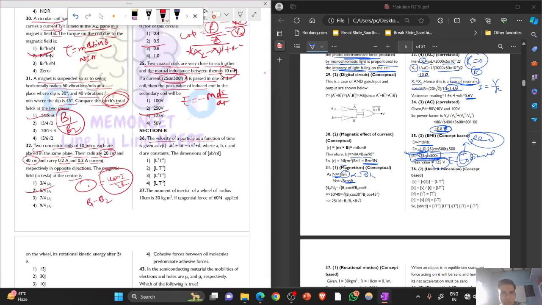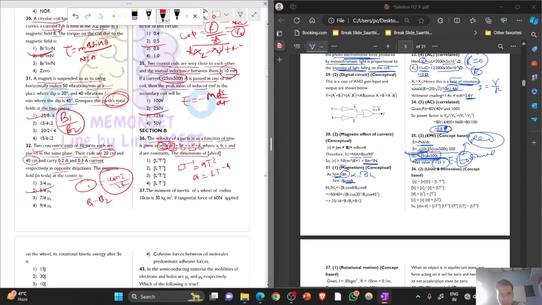Section B, the velocity of the particle as a function. This is given: A, B, C, D are constants. The dimension of this value: the velocity will be LT^-1, which is equal to A, T square, all will be equal to each other as all are in sum. So from here you can calculate A. A will be, each will be equal to, you can say also VT. So A T square, so A will be LT^-1 by T square. So your A will be LT^-3.